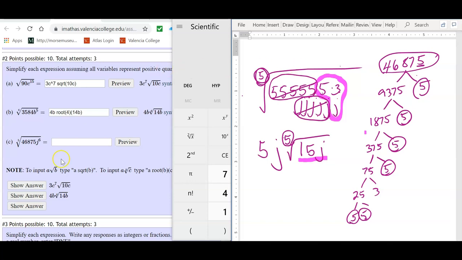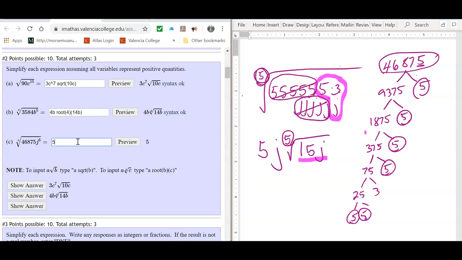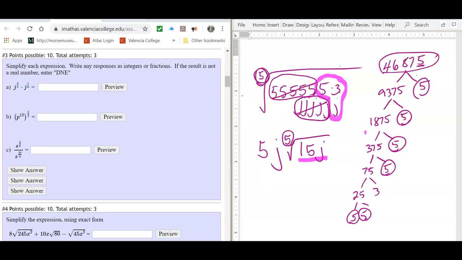So I'm left with, let's type this in, 5J and then a space and then root. Then I put the index, that's going to be 5. And then it's going to be the radicand, which is 15J. Okay, and I check to make sure it looks like my answer. It does. And I'll just check it and we're correct. All right, let's look at our next problem, number 3.